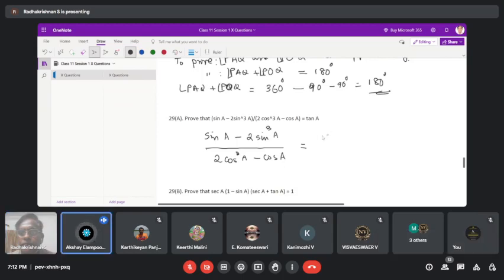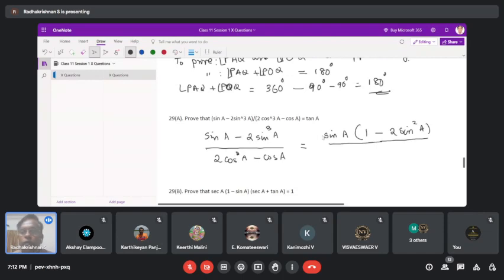Sine A is a common factor. If you take out sine A, what will be the first term? 1 minus 2 sine square A, because you have taken out sine A from sine cube A, so square is remaining. So it becomes 1 minus 2 sine square A.